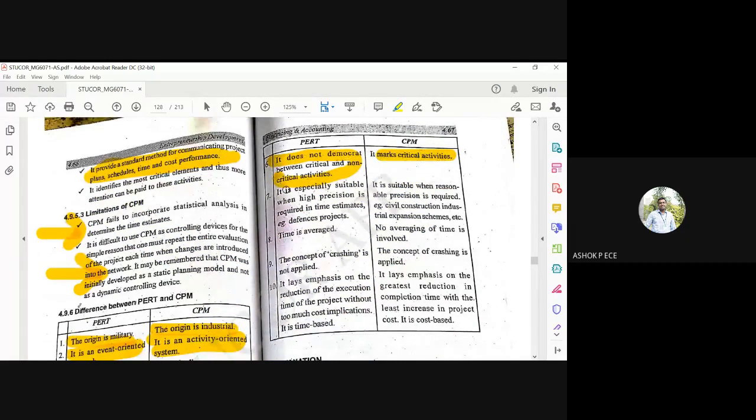PERT is especially suitable when high precision is required in time estimates, for example in defense projects. But CPM is suitable when reasonable precision is required, for example, in the civil construction industry and plant expansions.